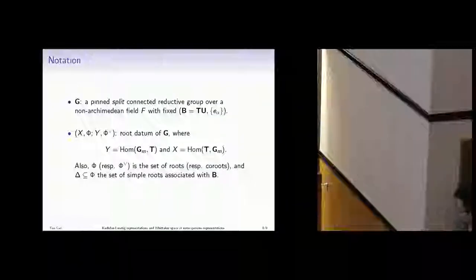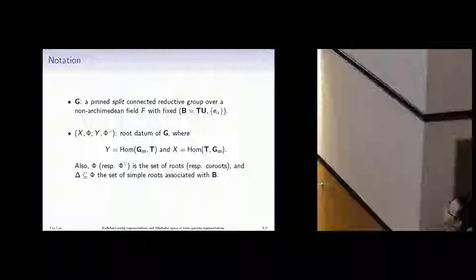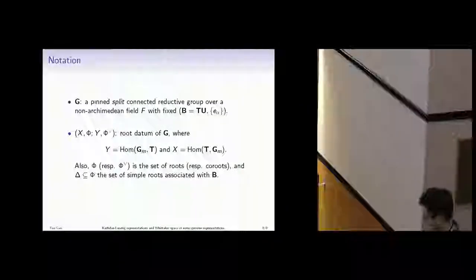First of all, let me fix some notations. I always look at a split connected reductive group G. I fix a Borel subgroup, and you will have the so-called root datum of G. This Y, the cocharacter lattice, is nothing but the group of one-parameter subgroups. I have the dual of this cocharacter lattice, which is the character lattice. I will pick the set of simple roots because I have fixed my Borel subgroup. Of course, I'll have my set of roots and set of coroots. That will be basically the pool of notations I'm going to use throughout my talk.